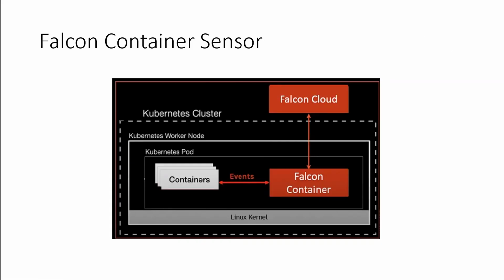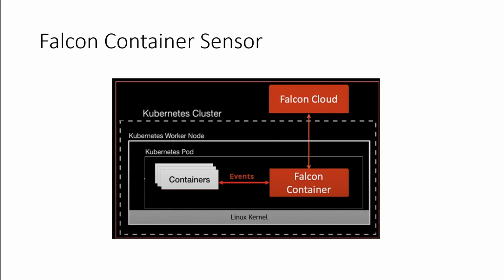Let's have a quick overview of what exactly the Falcon container sensor is. The Falcon container sensor for Linux extends runtime security to container workloads in Kubernetes clusters that don't allow you to deploy the kernel-based Falcon sensor for Linux. The Falcon container sensor runs as an underprivileged container in user space with no code running in the kernel of that worker node operating system.